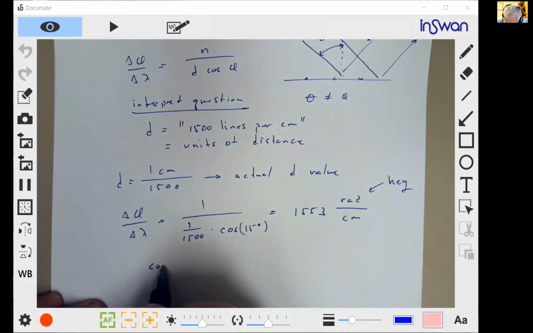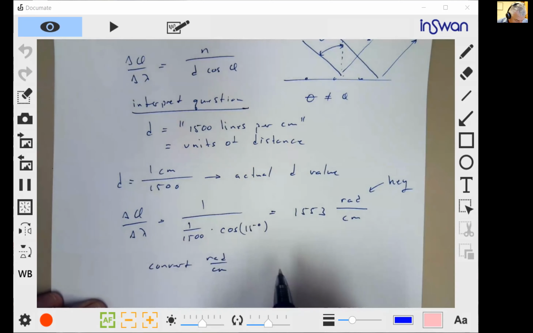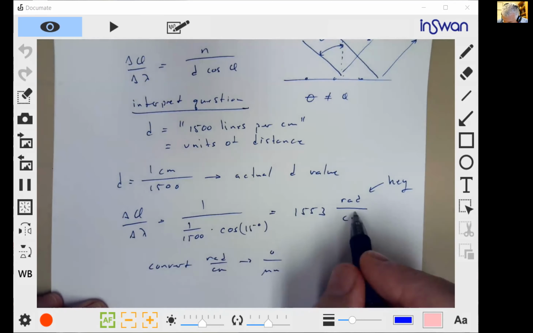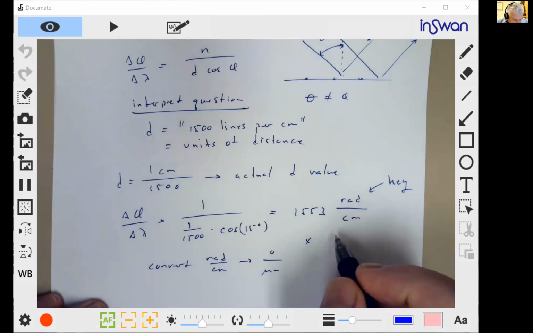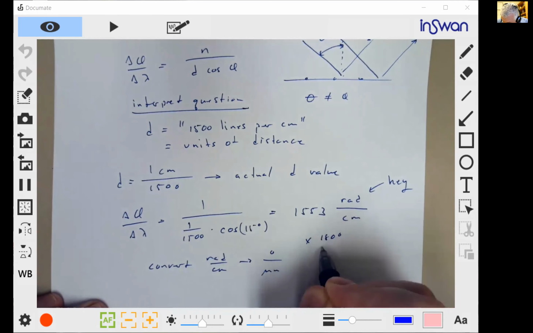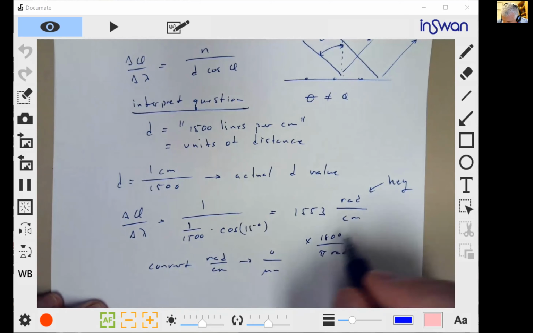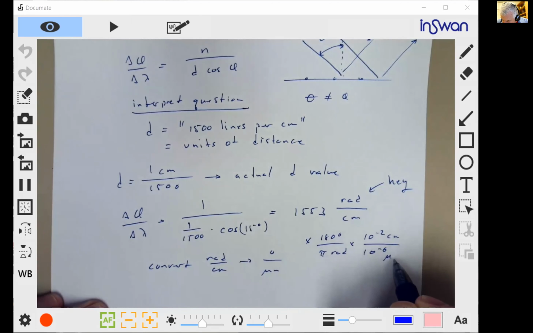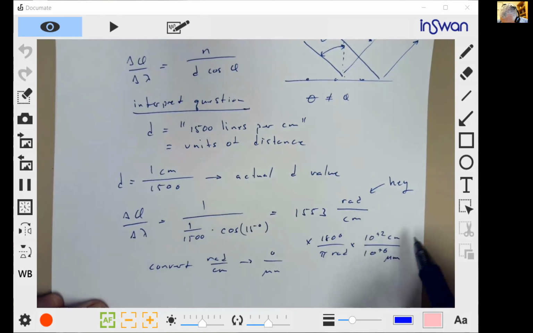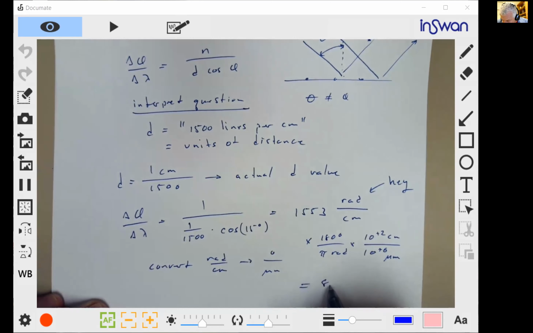So what you want to do is convert radians per centimeter to degrees per micron. You take the answer in radians per centimeter and multiply by 180 degrees over pi radians, and then multiply by 10 to the plus 2 centimeters over 10 to the plus 6 microns. That will cancel the centimeters, and then this will give you the proper answer. It comes out to 8.9 in my case, degrees per micron.